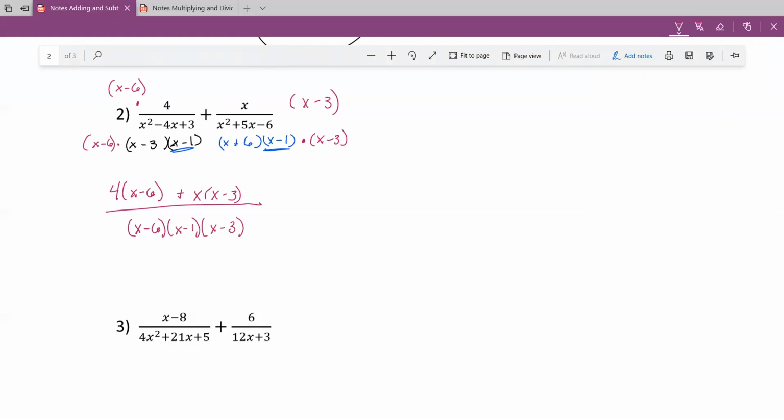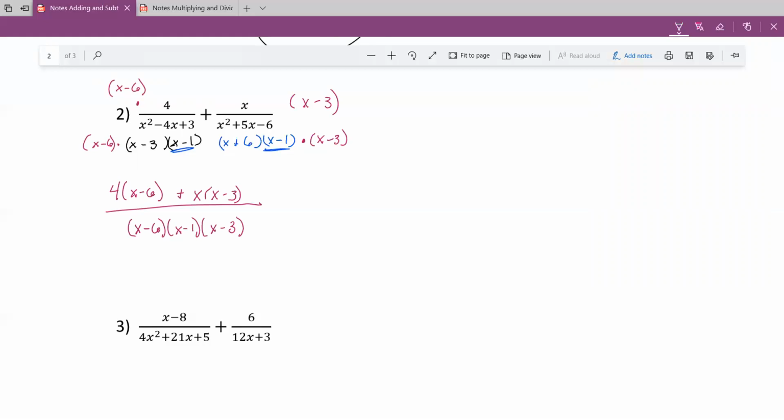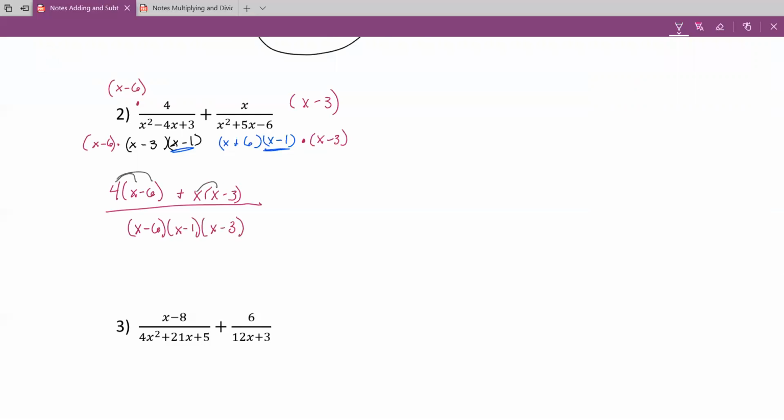Now don't start crossing things out yet because we have this pesky little addition sign. Remember, we can only cross things out because they're on the top and the bottom when they're being multiplied. But what I can do is simplify or expand out the top. So let's distribute my 4 and distribute my x.